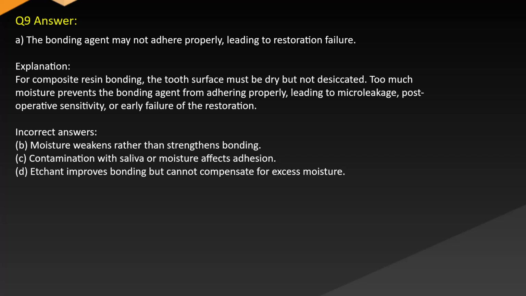Answer A. The bonding agent may not adhere properly, leading to restoration failure. Explanation: for composite resin bonding, the tooth surface must be dry but not desiccated. Too much moisture prevents the bonding agent from adhering properly, leading to microleakage, post-operative sensitivity, or early failure of the restoration. Incorrect answers. B. Moisture weakens rather than strengthens bonding. C. Contamination with saliva or moisture affects adhesion. D. Etchant improves bonding but cannot compensate for excess moisture.